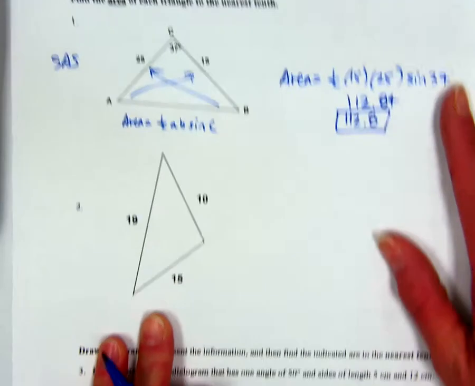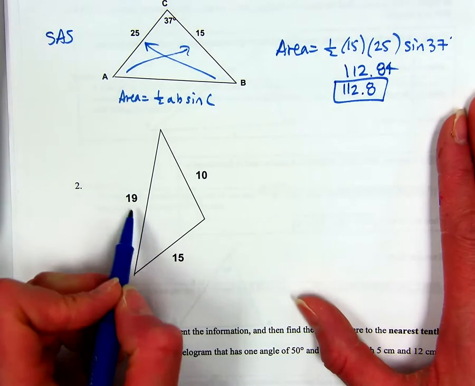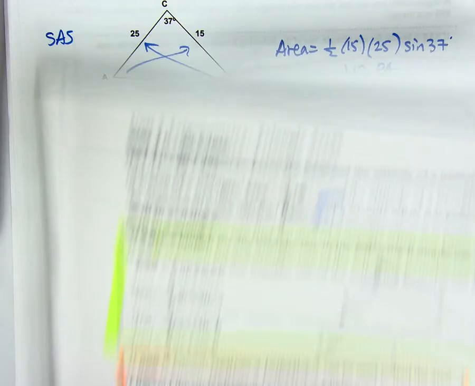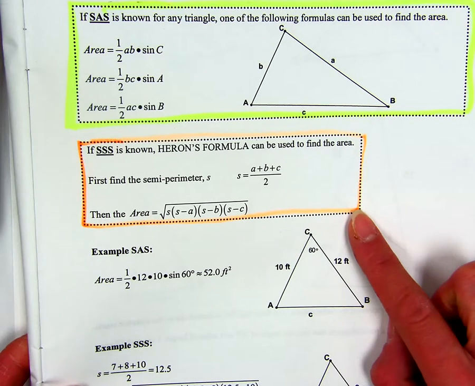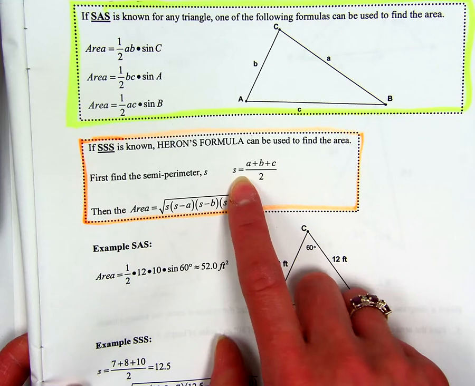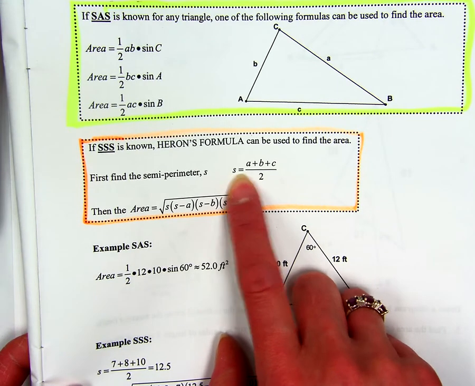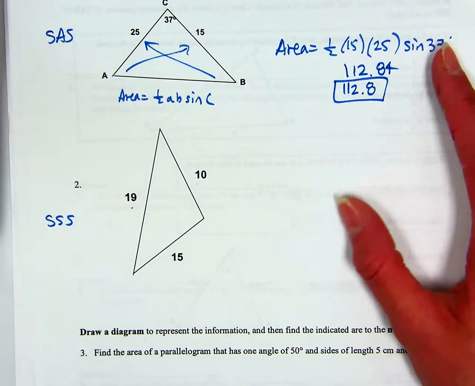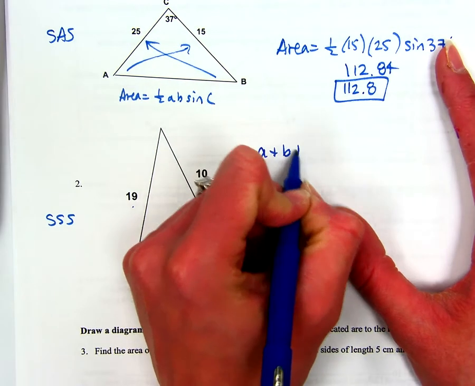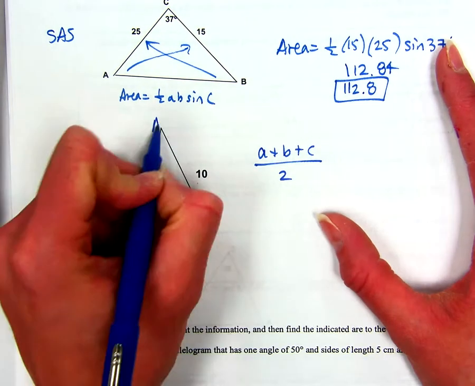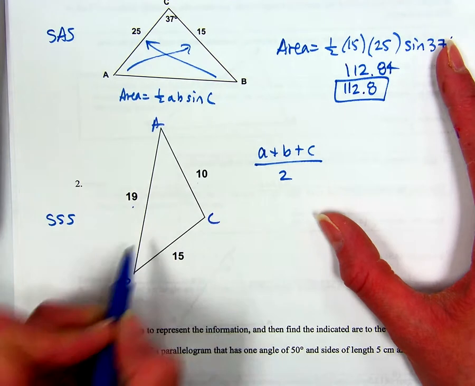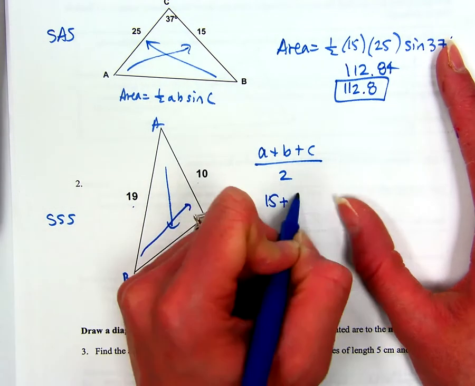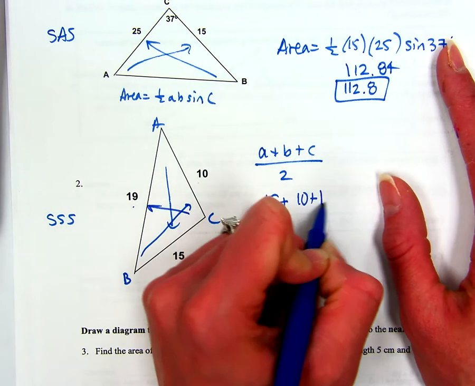Then we're all done. All right, number 2, what information do we have? We have 3 sides, so we have side, side, side. So now we're going to go to this orange box here. For side, side, side, you're first going to do, it's called Heron's formula, you're going to find the semi-perimeter, which is A plus B plus C divided by 2. I'm just going to call this A, this B, and this C. So A is 15, B is 10, and C is 19.